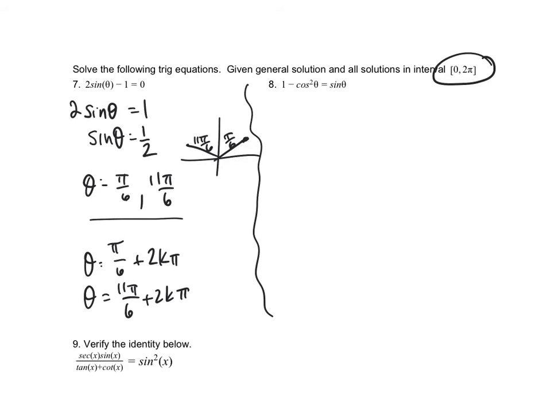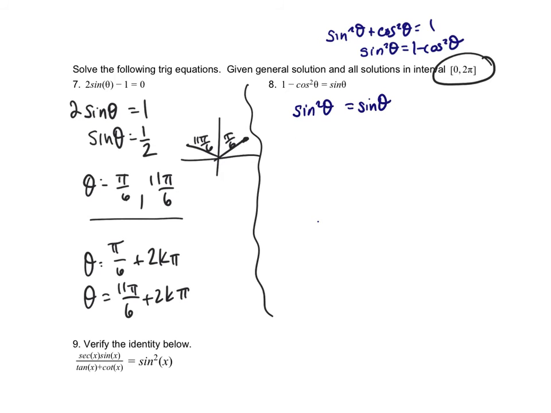Now, the second one is one where you have to use your identity, namely a Pythagorean identity in this case. So it says 1 minus cosine squared equals sine theta. We know that sine squared plus cosine squared equals 1. So our rewrite would tell us that sine squared equals 1 minus cosine squared. To do any trig equation, you have to have the same trig function value. You can't have multiple ones. So this will become sine squared equals sine.